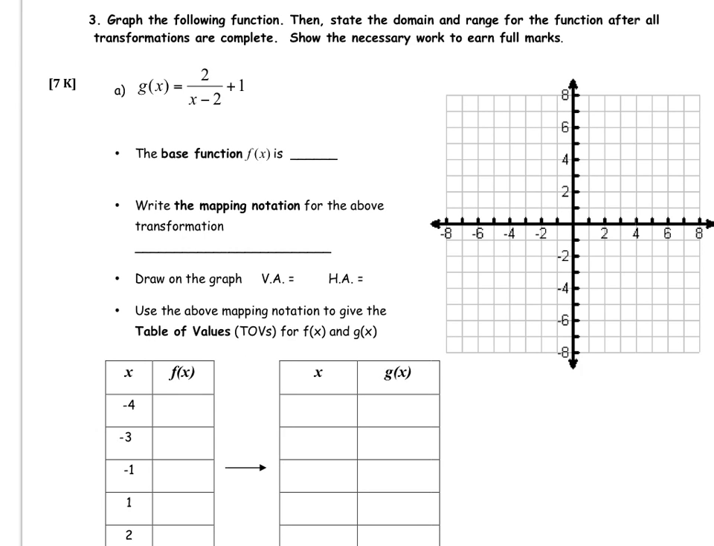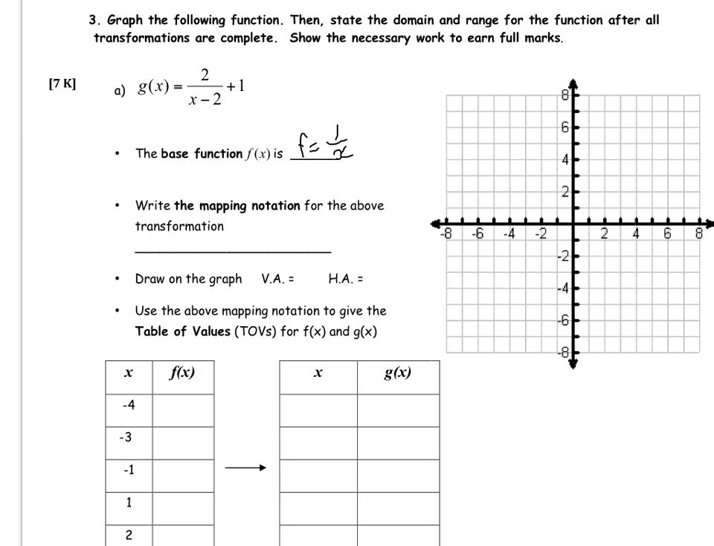The next question is about graphing a rational function. The function is g of x equals 2 over x minus 2, plus 1. The first part asks what the base function is. The base function is obvious, it's going to be f of x equals 1 over x.